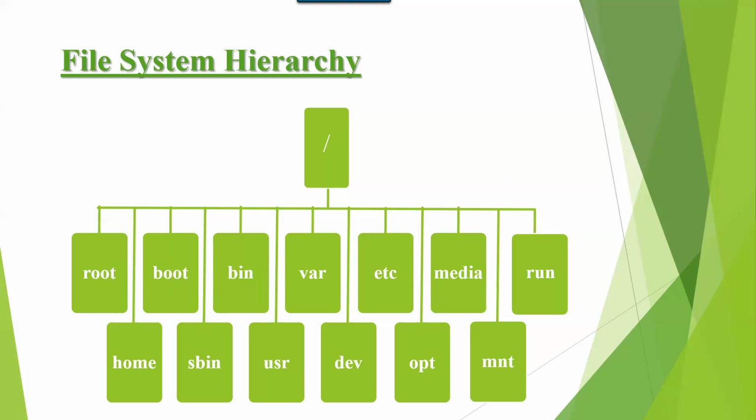I am repeating this again. Forward slash is the parent directory or top level directory in Linux. Forward slash is similar to C drive in Windows. So forward slash contains subdirectories. Directory means folder. The first subdirectory under forward slash is root.